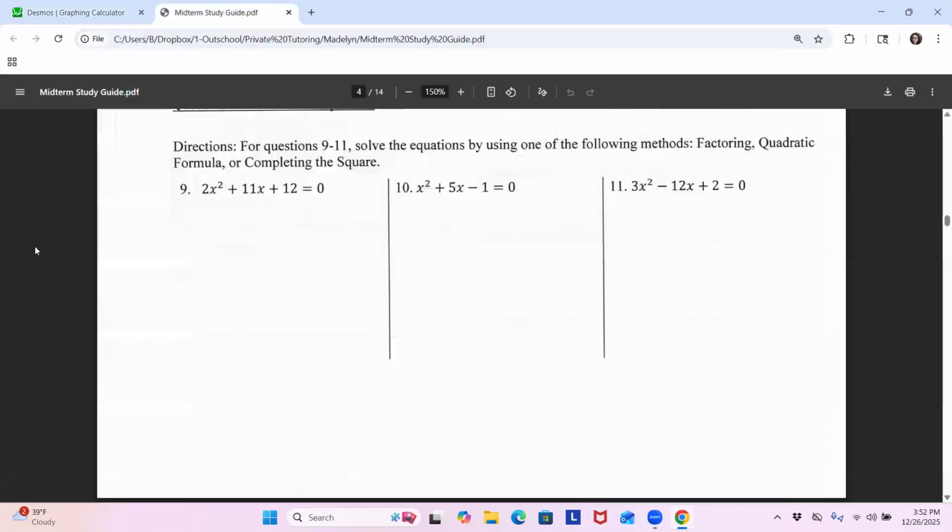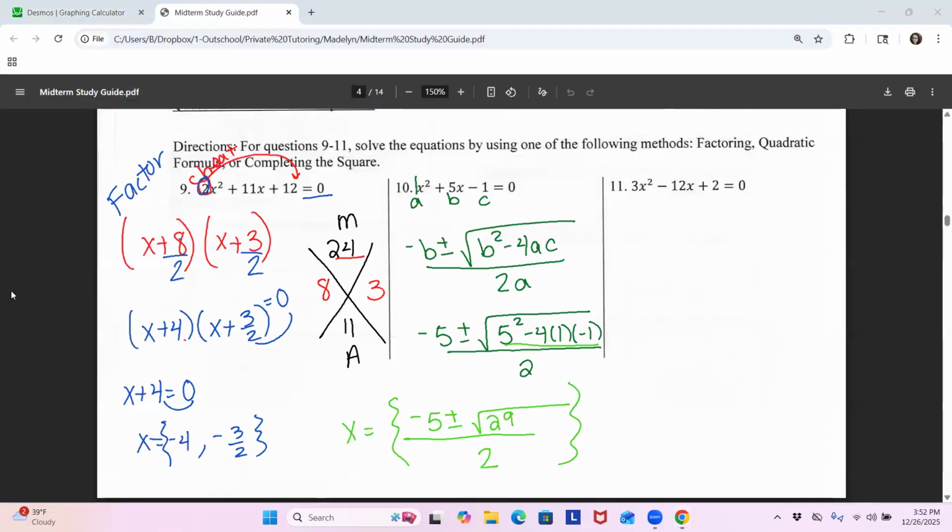You could have checked number 9 as well. I just didn't. So 10, I used quadratic formula. 11, check for a GCF. No, try to factor 6. What multiplies to 6 adds to negative 12? It's not going to factor.